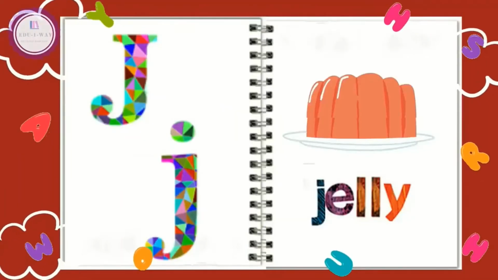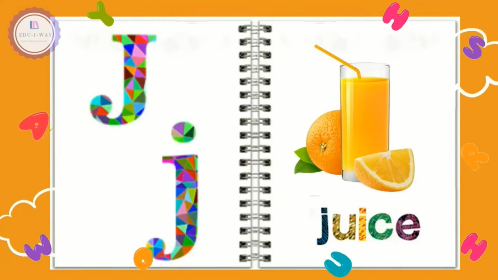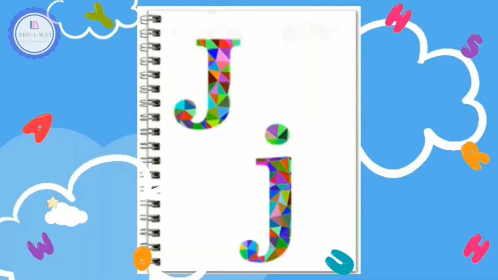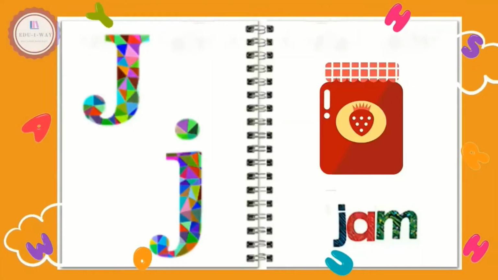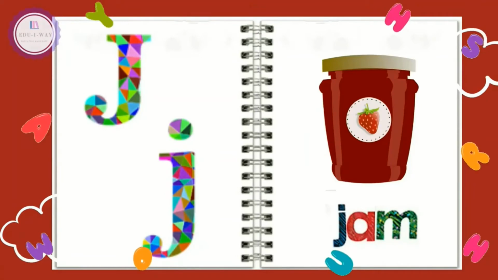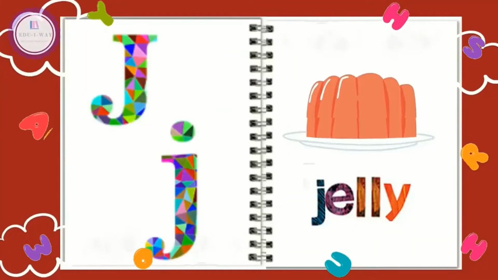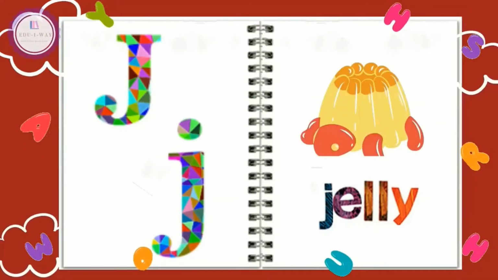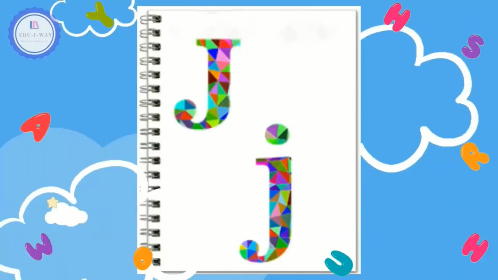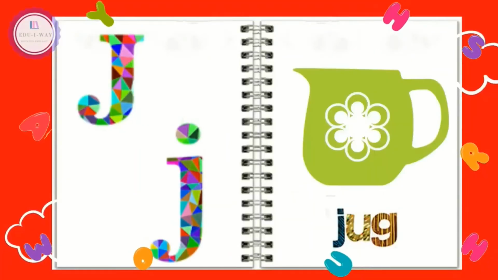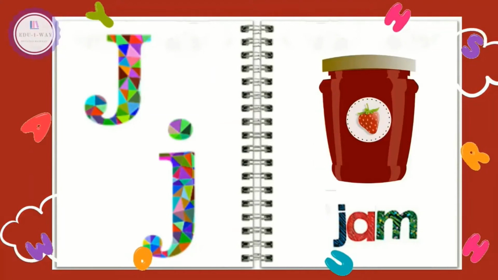J for jelly. Jelly, jelly, jelly. J for juice. Juice, juice, juice. J for jog. Jog, jog, jog. J for jam. Jam, jam, jam. Again, again. J for jelly. Jelly, jelly, jelly. J for juice. Juice, juice, juice. J for jog. Jog, jog, jog. J for jam. Jam, jam, jam. Yay! Good job!